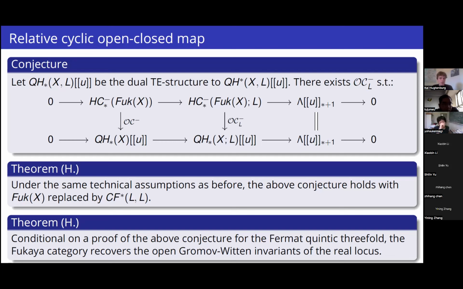So in the theorem, the middle one that you have here, if you just look at the left column, you don't claim these OC maps are isomorphisms, right? No, not in the case when you replace the Fukaya category with a single Lagrangian. The content of the theorem is to prove this is compatible with the TE structure. I see. All right, thank you.